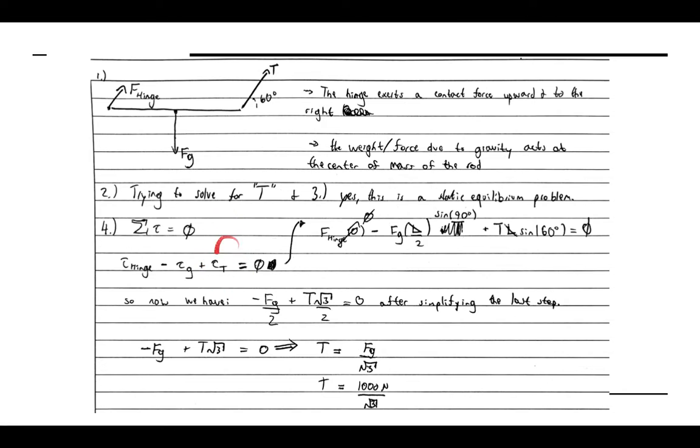So we're going to have a positive torque for tension right here. And all of this is going to be equal to 0. So now what we're going to do is add in the equations for torques for each individual force.